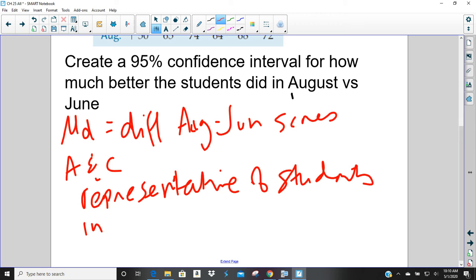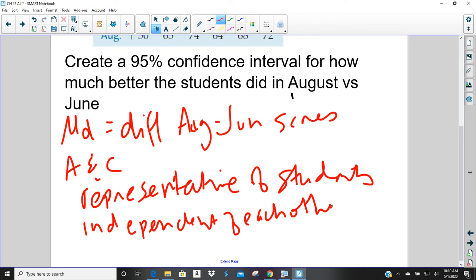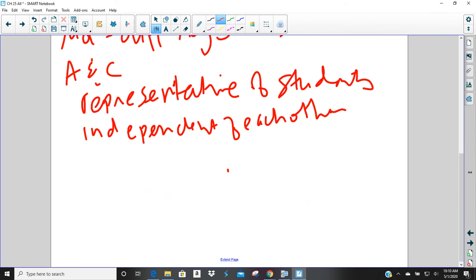They are independent of each other. It's less than 10% of the population.